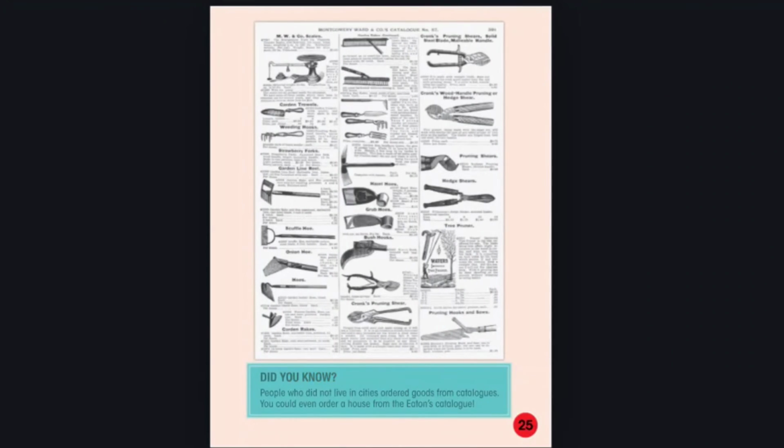Did you know? People who did not live in cities ordered goods from catalogs. You could even order a house from the Eaton's catalog.